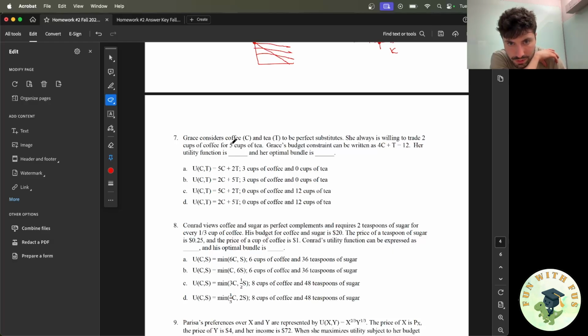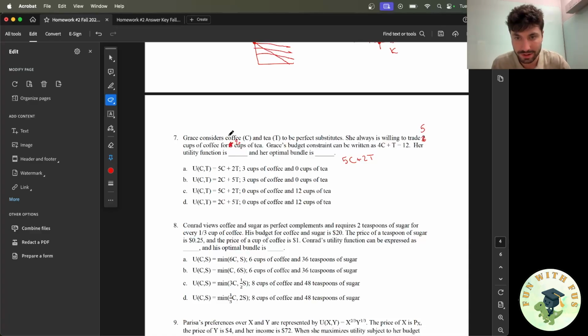So if 5 is attached to t, then just scrap that out and put a 2 there. And 2 was associated with coffee, so now I'm going to put a 5 there. And we're going to get 5C plus 2T, because that's just kind of how it works.